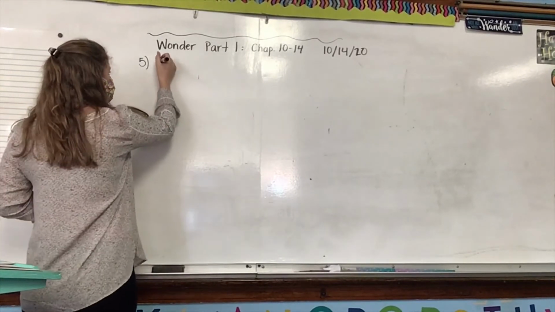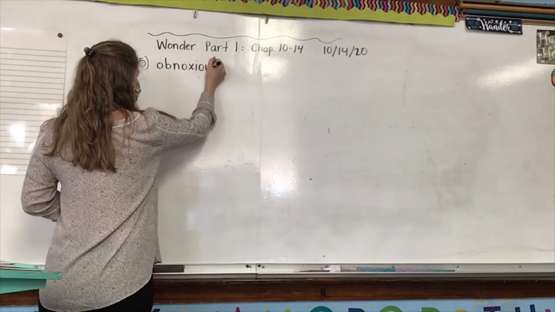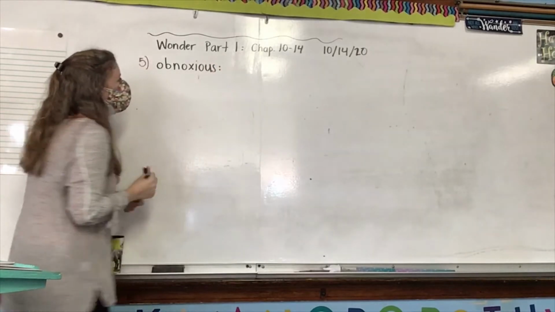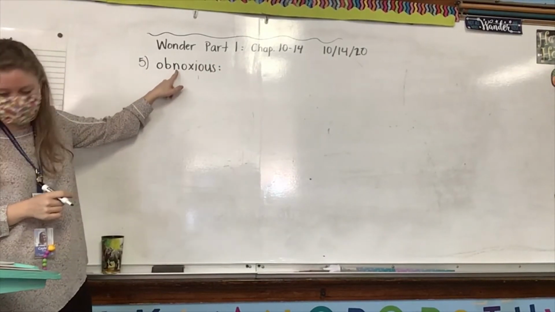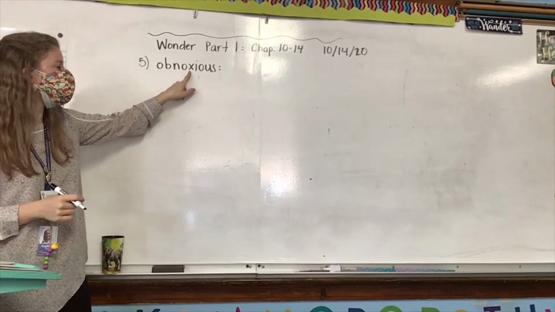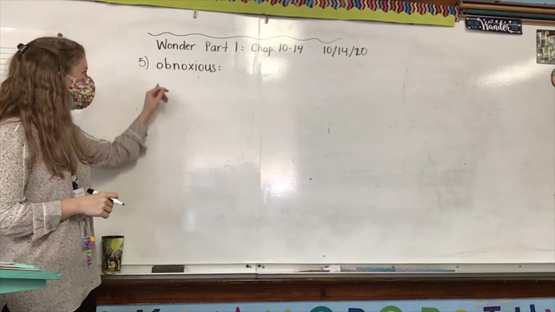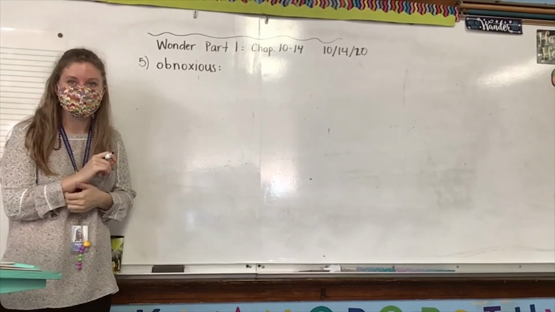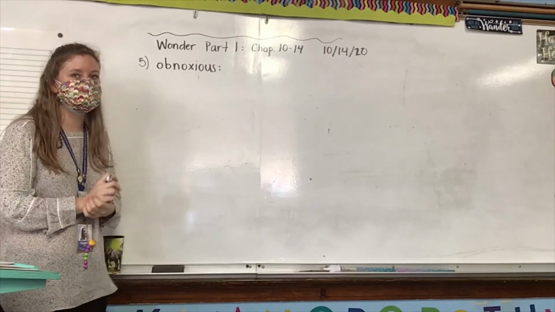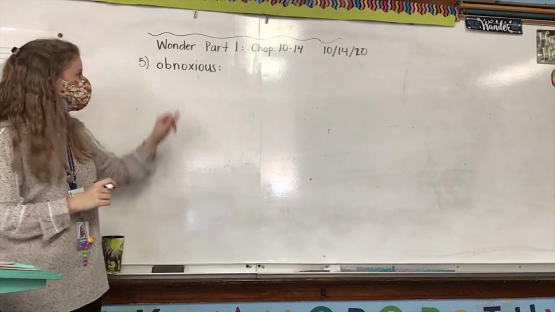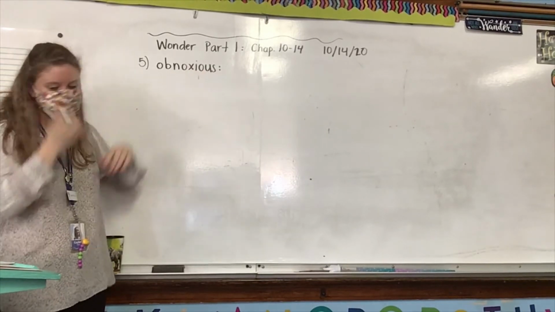which is the word obnoxious. O-B-N-O-X-I-O-U-S. Obnoxious. Make sure you are spelling each word correctly. That means you're looking at one word at a time, making sure each and every letter matches. Obnoxious. O-B-N-O-X-I-O-U-S.